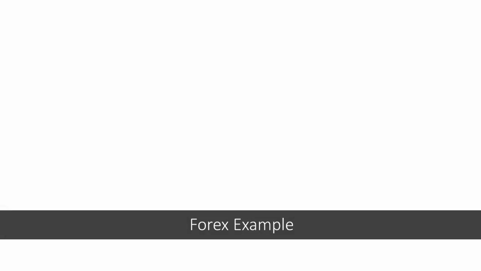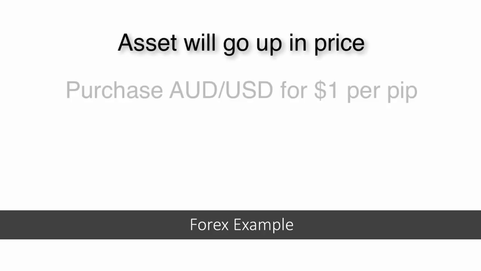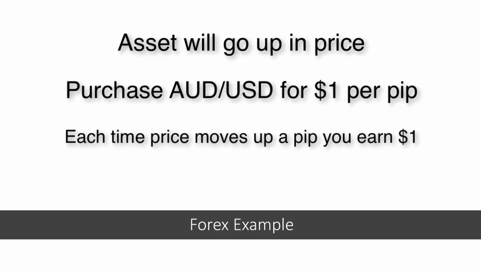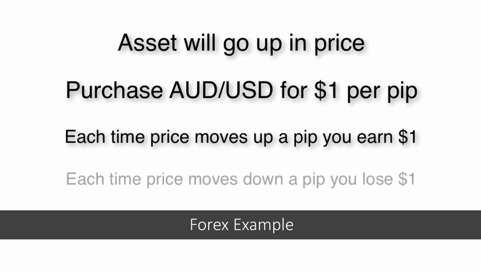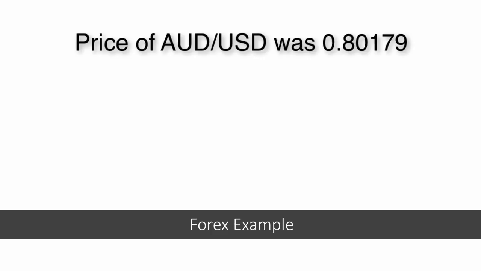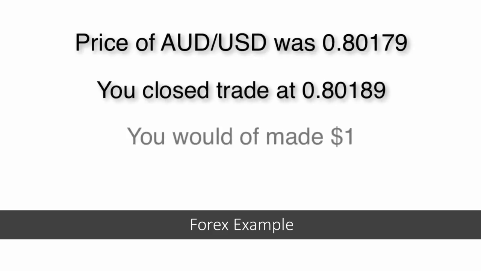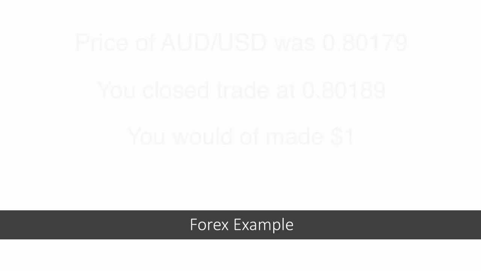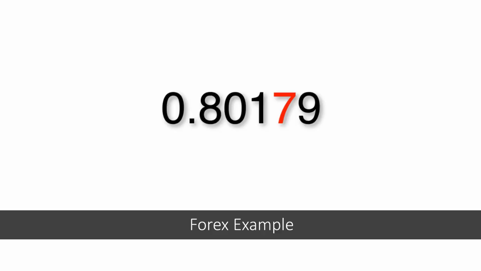An example of a Forex trade would be you decide you think the asset you've chosen is going to go up in price. You decide to purchase a buy for Australian US dollar for $1 per pip. This means that for each pip the price moves up, you will earn $1, and for each pip the price moves down, you lose $1. So if the price of the Australian US dollar was 0.80179 when you purchased it, and then it ended up at 0.80189, then you would have made $1, as the pip is the fourth number. So in the number 0.80179, the number 7 is the pip, which is the fourth number from the decimal point, essentially.